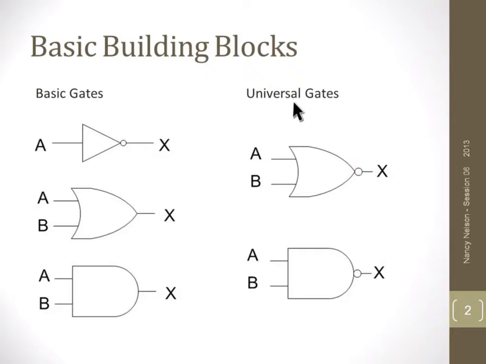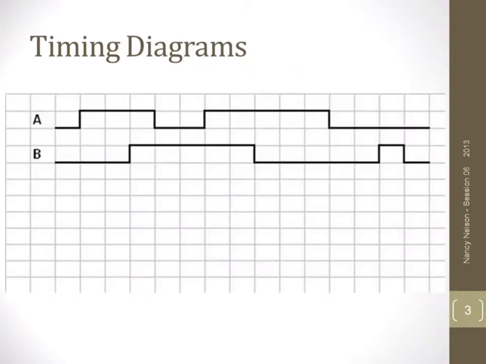With our universal gates, we have two. We have the NOR gate and we have the NAND gate. With the NOR gate, we can see that its output is going to be low anytime any of its inputs are high. And with our NAND gate, its output is going to be low anytime all of its inputs are high. As long as we understand how each gate behaves at any instant in time, we can figure out how a circuit will behave over time.